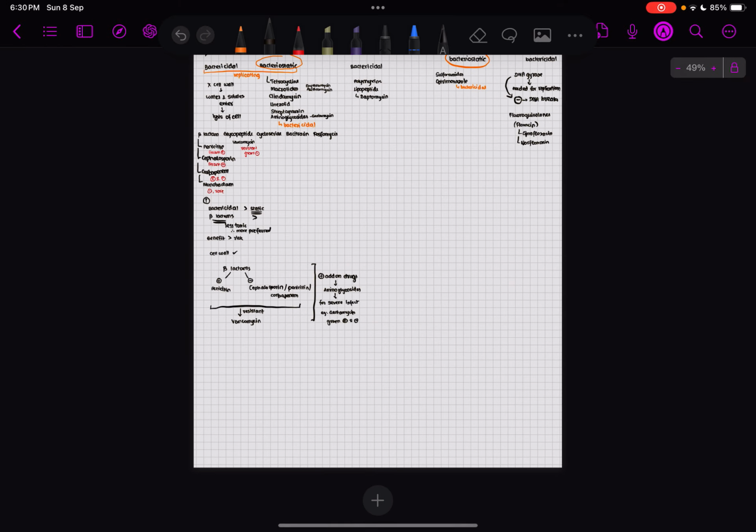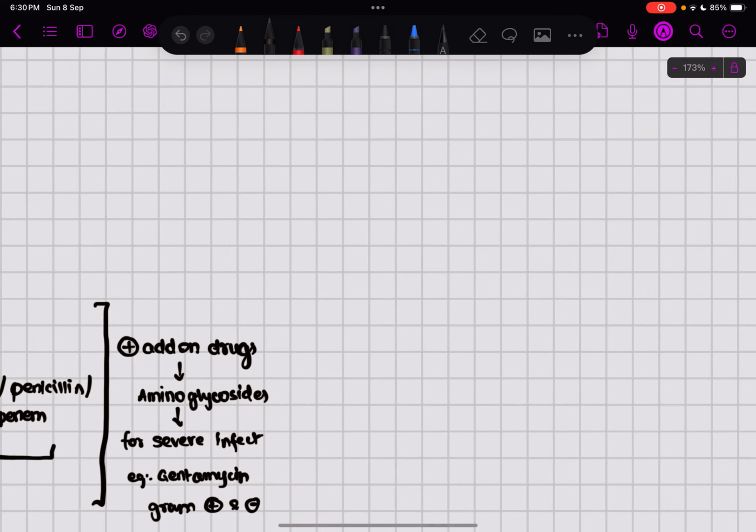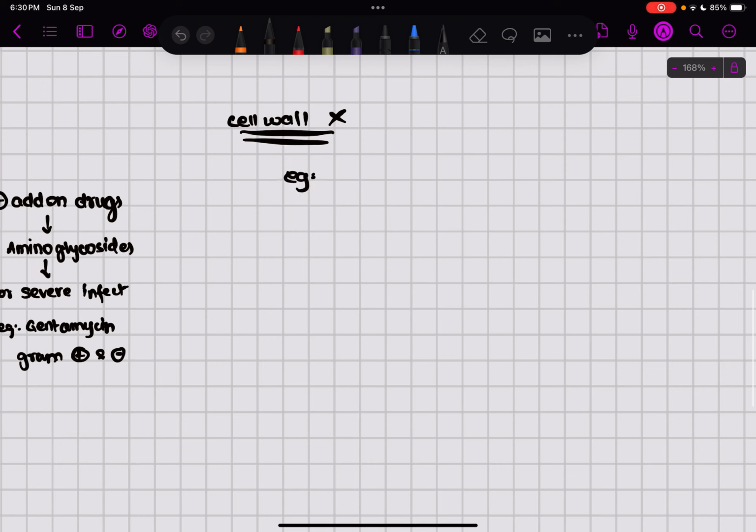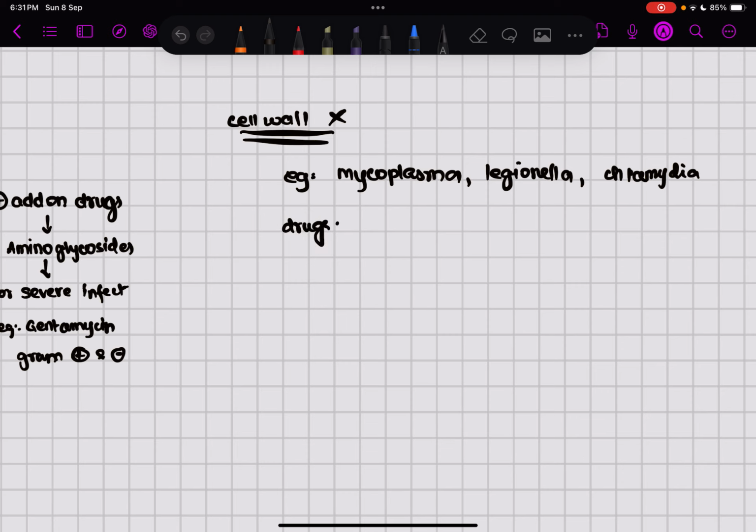Now, this is the case when the cell wall is present. When the cell wall is absent, for example in organisms like mycoplasma, legionella, chlamydia, the drugs used are protein synthesis inhibitors. Because it does not have a cell wall, we are going for protein synthesis inhibitors.